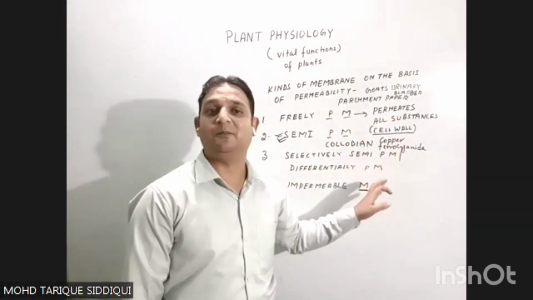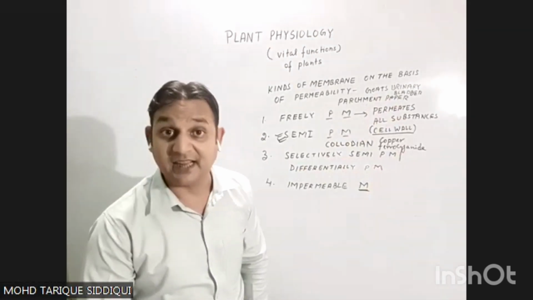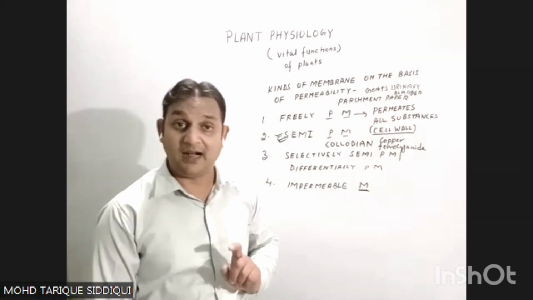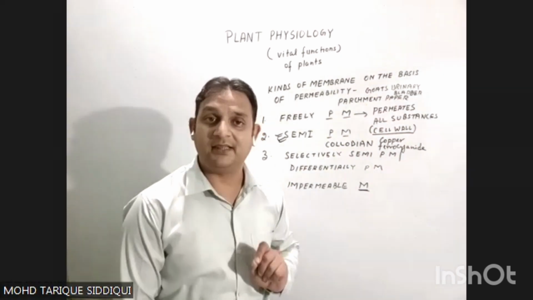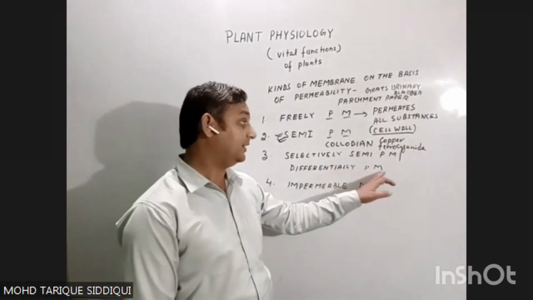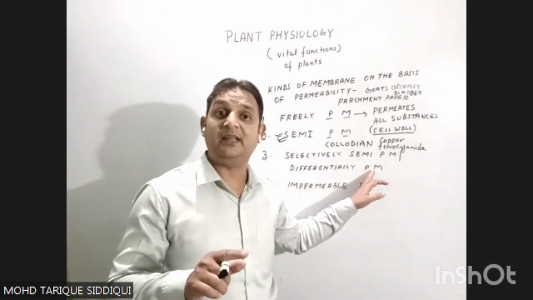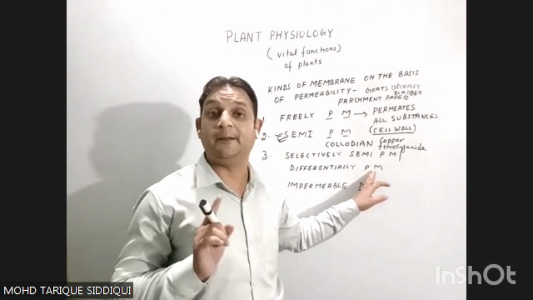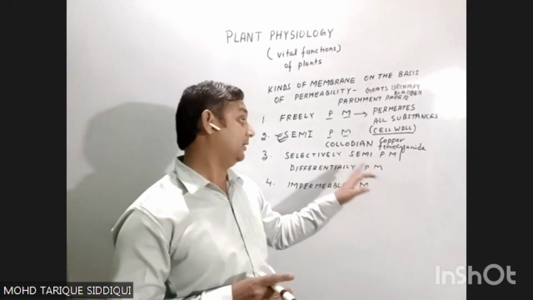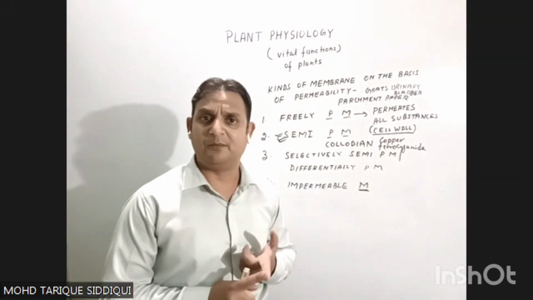Selectively semi-permeable membrane or differentially permeable membrane is that membrane which permeates molecules or ions of certain selective substances in and out of the cell. Example, you write the example, cell membrane or plasma membrane. All the membranes which are made up of lipoprotein, lipid, that is fat, belong to this category, selectively semi-permeable membrane. Cell membrane or the plasma membrane.